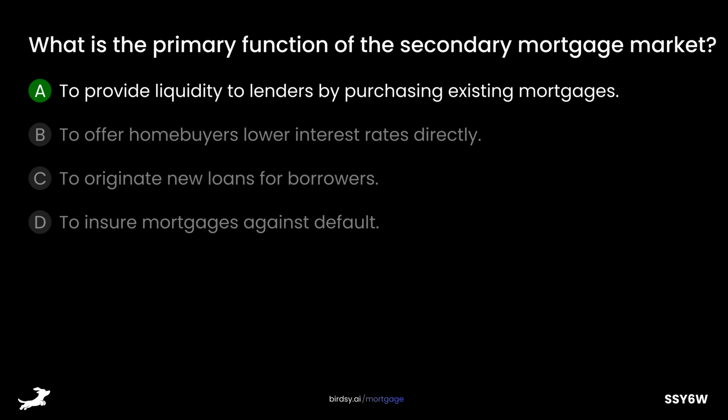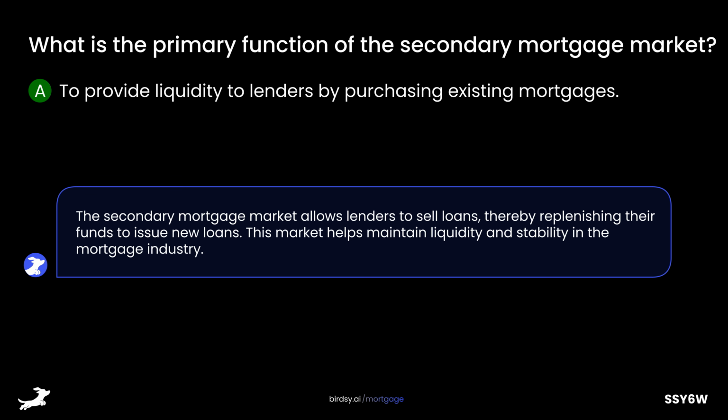The answer is A, to provide liquidity to lenders by purchasing existing mortgages. The secondary mortgage market allows lenders to sell loans, thereby replenishing their funds to issue new loans. This market helps maintain liquidity and stability in the mortgage industry.